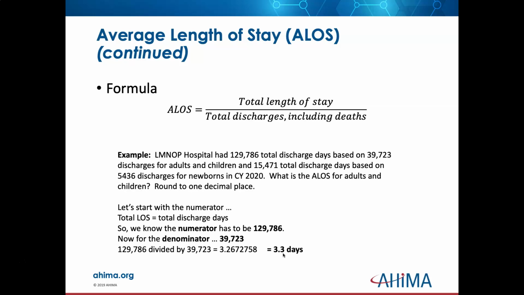And it may be easier for you to just say average length of stay is total discharge days divided by total discharges. That's fine, but just make sure you know that total length of stay is total discharge days, because they can ask you one or the other. Or they may put it just like this, where they say length of stay up here, but they put it in discharge days down here.